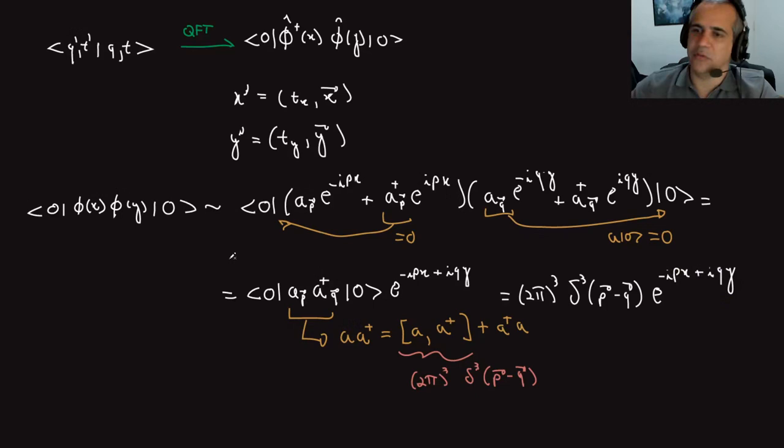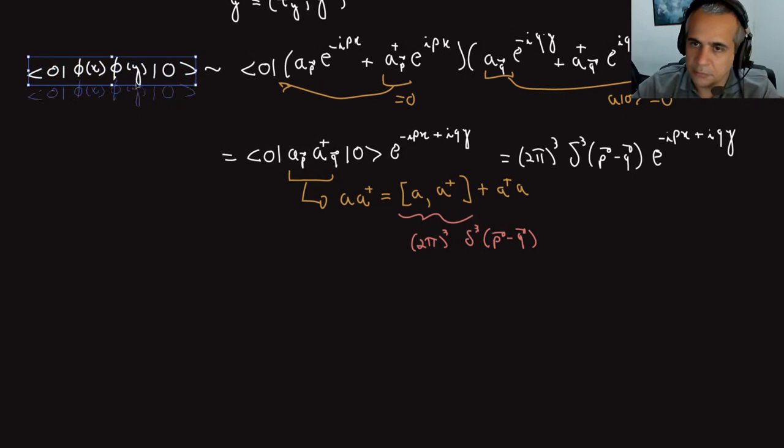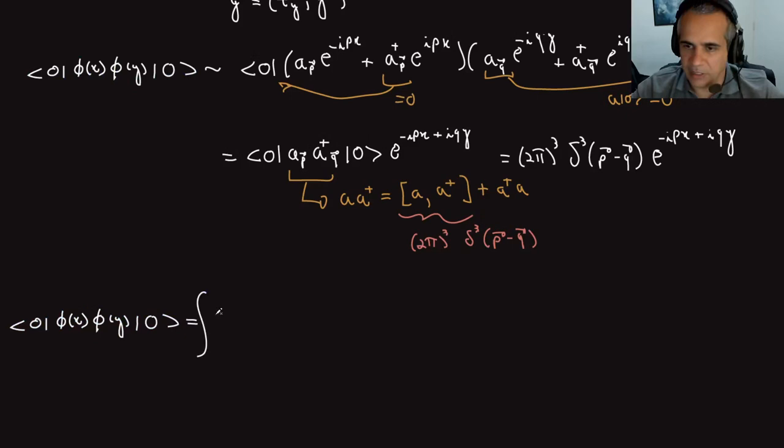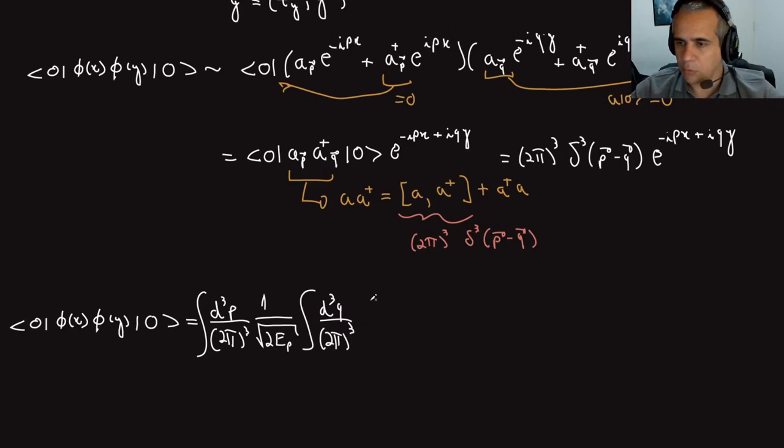And now I want to write the full thing. So now it's really the whole expression. I have d3p over 2 pi cubed, 1 over square root of 2Ep. This one is d3q over 2 pi cubed, 1 over square root of 2Eq. And now I'm putting this part here, just copy this over here.